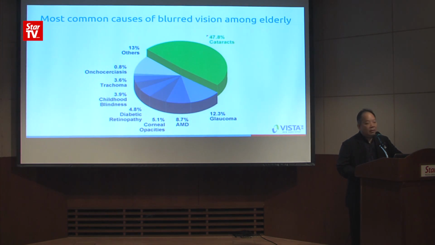Now, if we look at the commonest causes of blindness today, and let's just look at Malaysia, cataract is still the number one cause of blindness in Malaysia, followed by glaucoma, and then age-related macular degeneration, and diabetes, the four commonest causes of blindness in Malaysia.